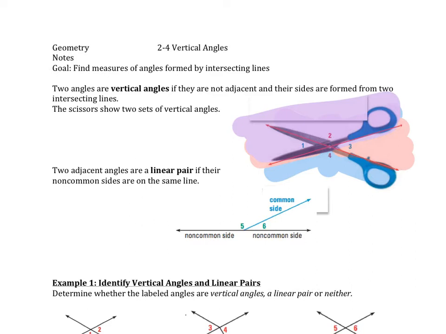Let's try changing the color again. Don't know how well this is going to work, but let's do orange, and 3 and 4 would be a linear pair. Changing the color again to brown, 1 and 4 would be a linear pair. And we're going to change the color one more time, 2 and 3. So intersecting lines form 4 linear pairs and 2 pairs of vertical angles.